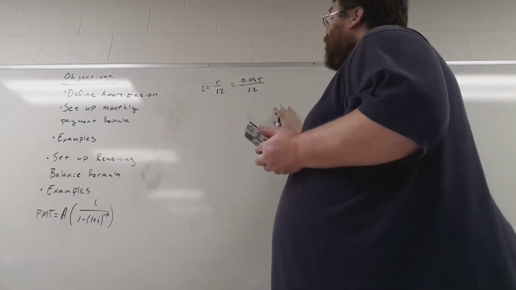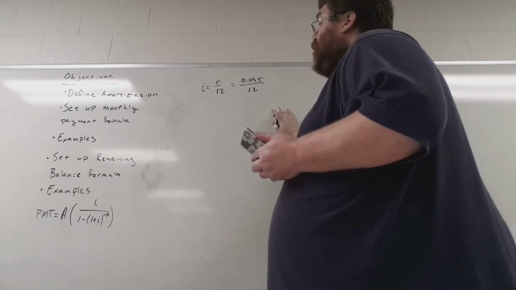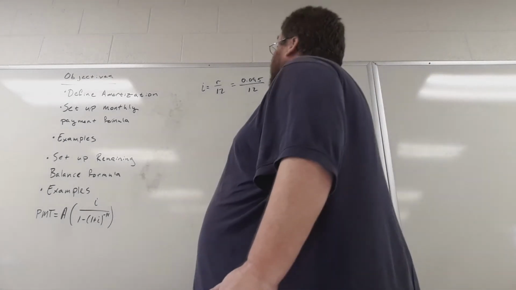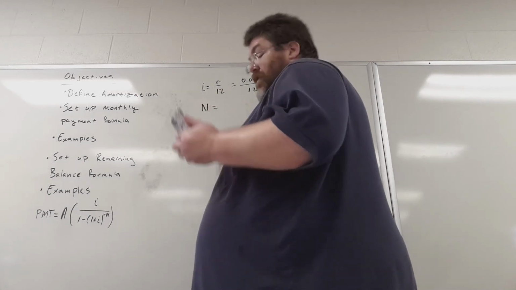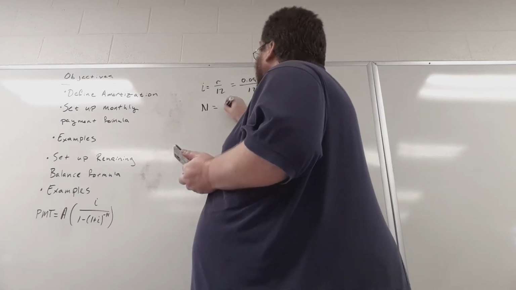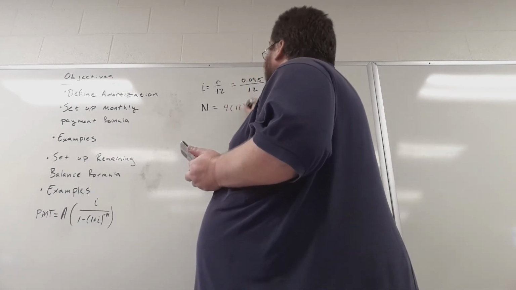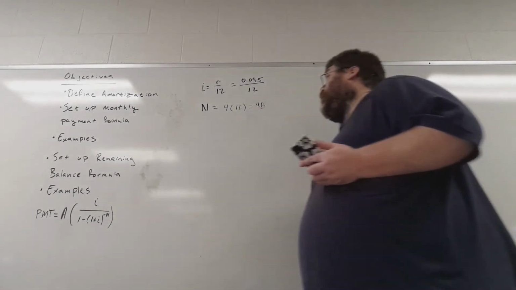Okay, the next thing I ask is find the total number of payments made over the life of the loan. So we said this was a 4-year loan. So 48 total payments.